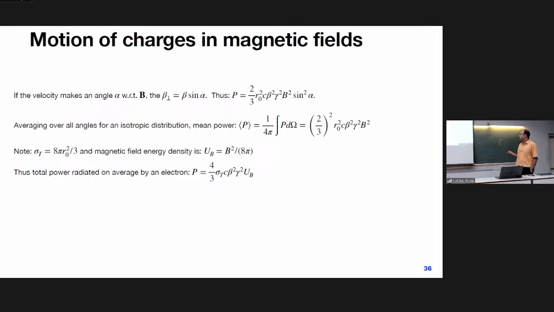I will come to Thomson scattering later on when we discuss scattering. Beta square, gamma square, energy density. Why is this important? Because you will soon see when I discuss Compton scattering in the next lecture. Instead of U_B, you will have the energy density of the radiation field. So the expressions for synchrotron radiation and Compton scattering have the same power dependence. So P is the same, 4/3 sigma T beta square gamma square times U radiation.